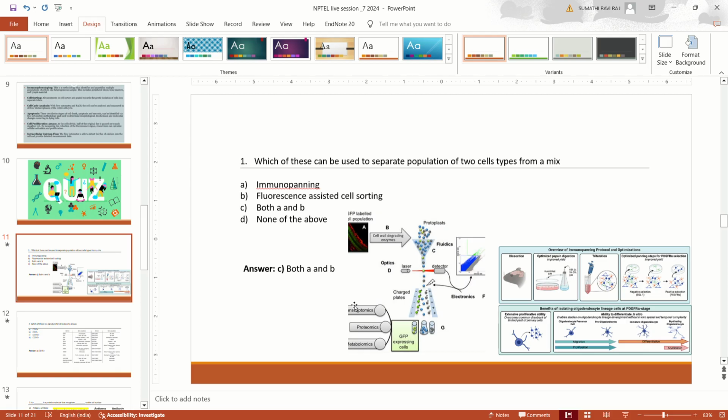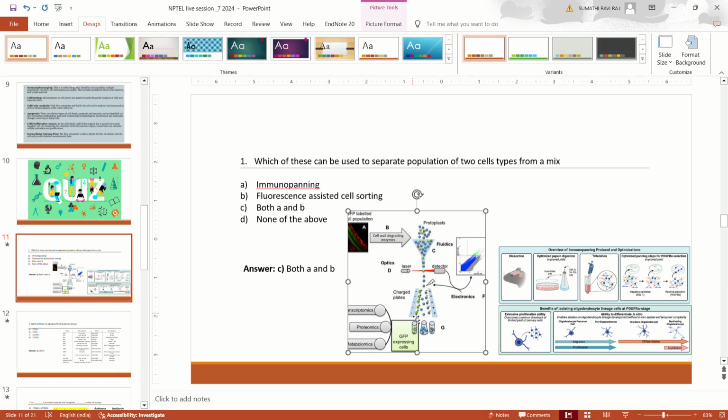Which of these can be used to separate population of two cell types from a mixture? Immunopanning, fluorescence assisted cell sorting, both A and B, none of the above. So for separation of cells from a population, you can use both immunopanning and fluorescence assisted cell sorting.